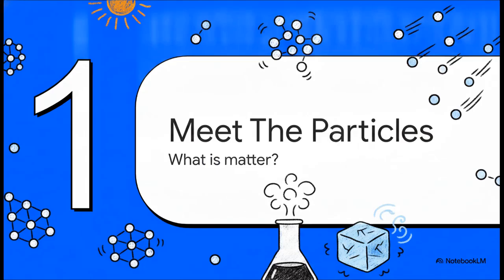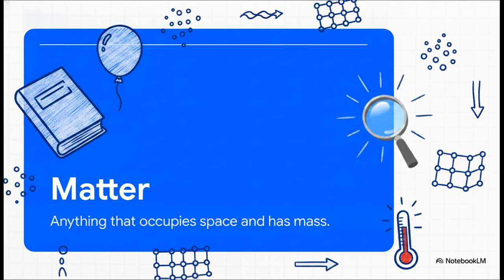Section 1. Meet the particles. We have to start by asking, what exactly is matter? To answer what makes up literally the entire universe, we have to define matter. And it's pretty simple. Matter is anything that occupies space and has mass. The really crucial takeaway here is that whether it's a heavy, solid textbook sitting on your desk or the completely invisible air trapped inside a helium balloon, if it takes up physical space and has mass, no matter how tiny, it's matter. It's the actual physical stuff of our universe.